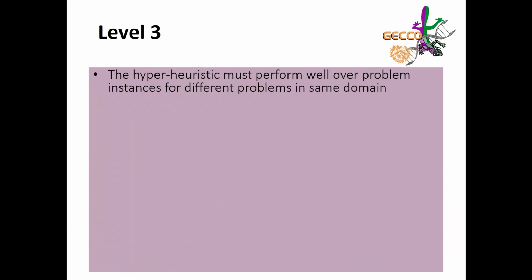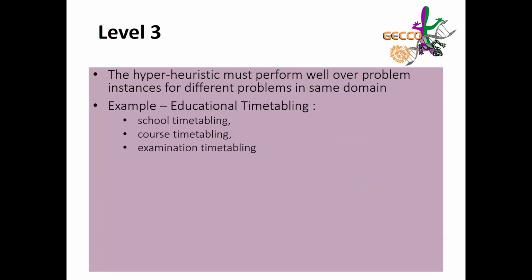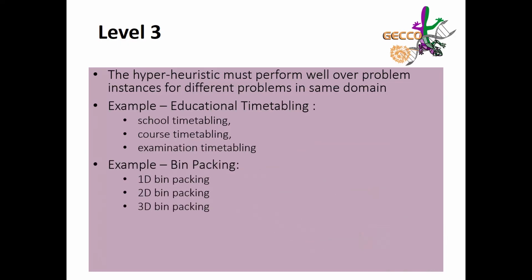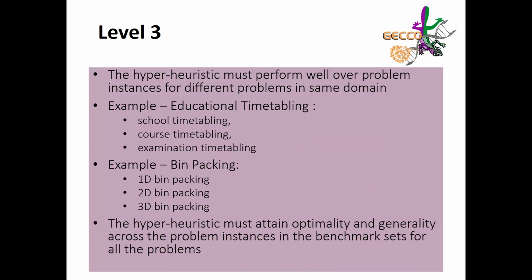Okay, and then if we look at level 3, it's basically the same idea as level 2. It's just you have different problems, and for the different problems, you have the different problem sets. So again, we've got educational timetabling, school timetabling, course timetabling, examination timetabling. If you looked at bin packing, you could have 1D, 2D, and 3D. So both generality and optimality must be across the data sets. And again, you could do training and testing.